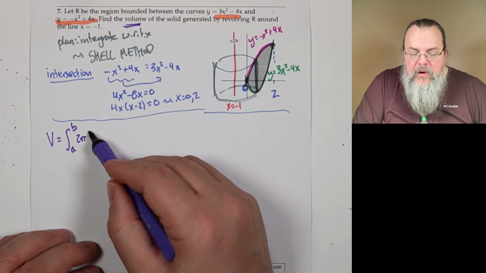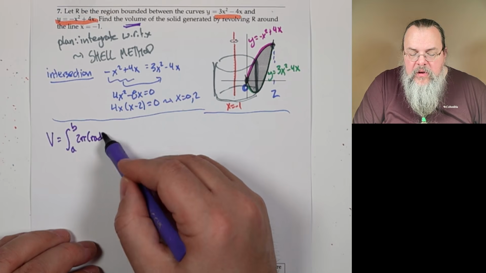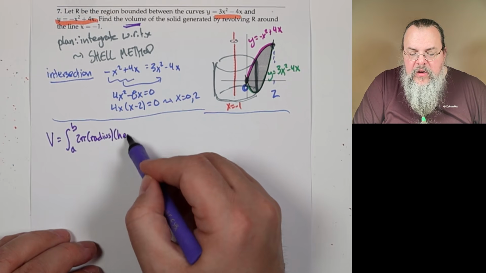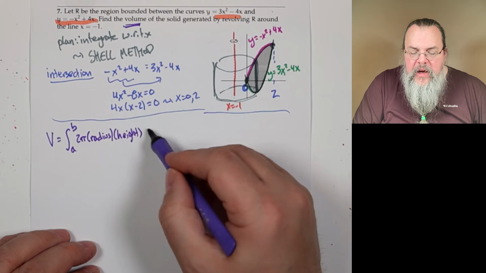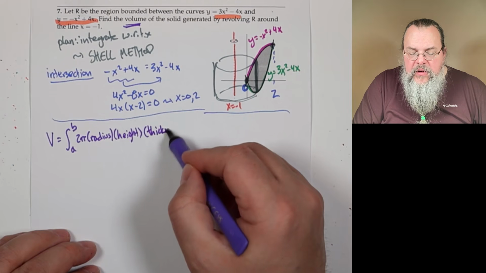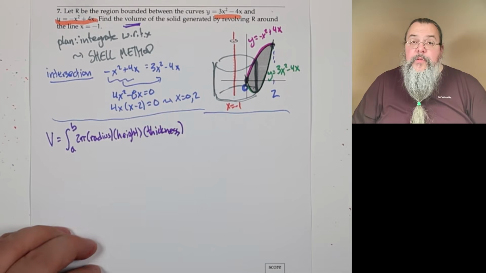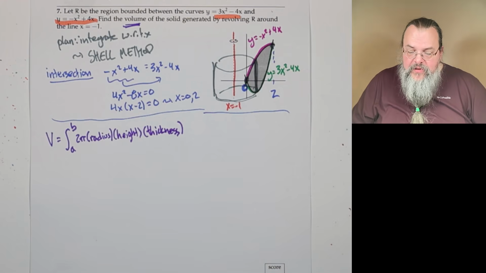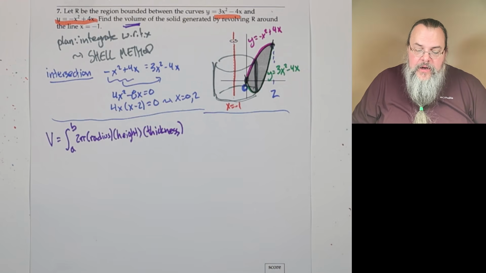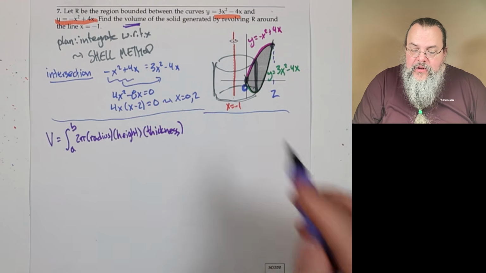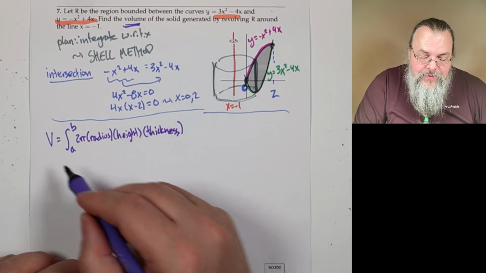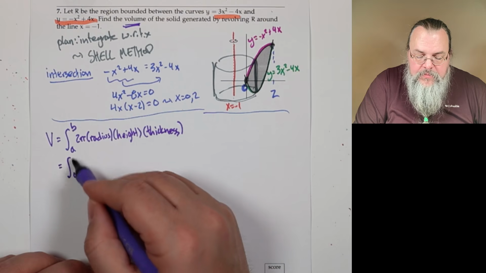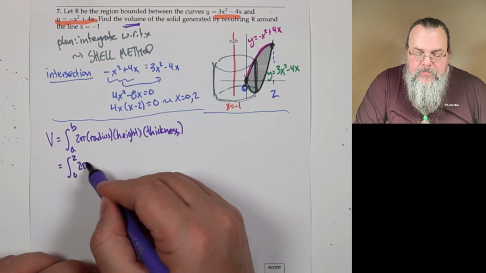We have our radius, our height, and our thickness. Those are the pieces that make up our shell method. So let's talk about all of these pieces. Well, A and B are the start and stop, 0 and 2. Okay, that's no problem. 2 pi is 2 pi.